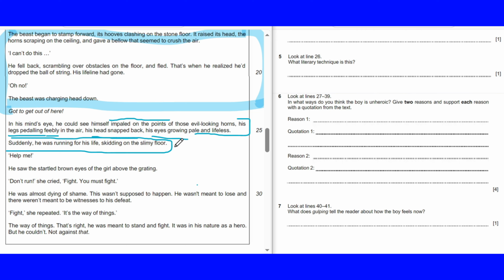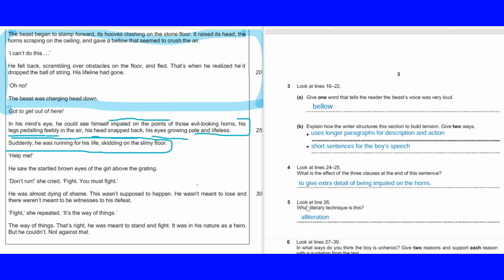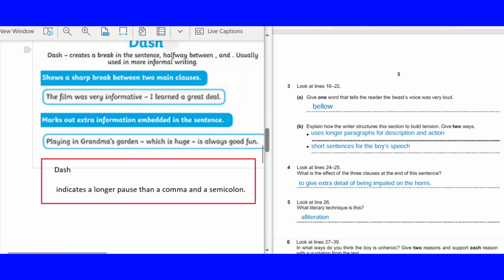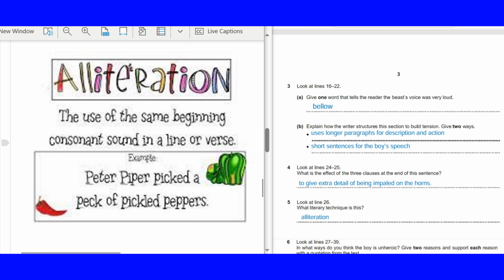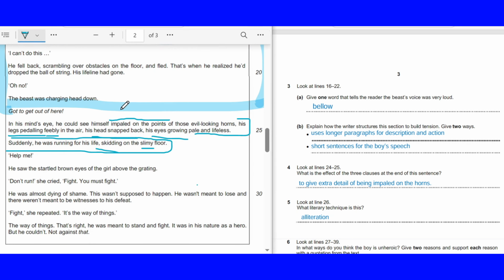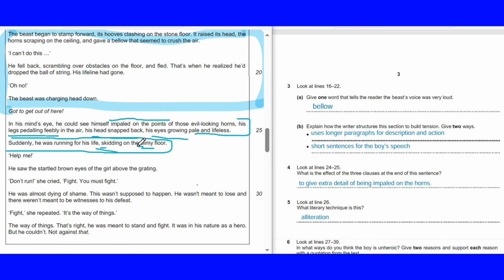Okay, let's check out the answer, guys. What is it? Alliteration. Skidding on the slimy floor, S and S. So that is alliteration. So what is alliteration? Alliteration is the use of the same beginning consonant sound in a line or verse, like Peter Piper picked a peck of pickled pepper. So that is alliteration. P, P, P, P, and P. In here it is S and S. Okay, let's move on.